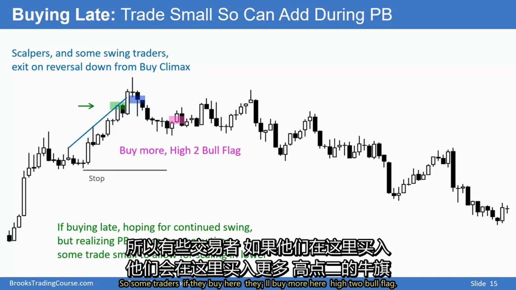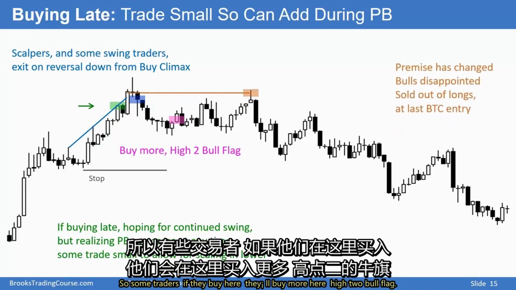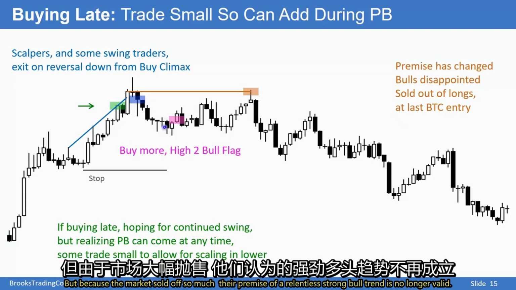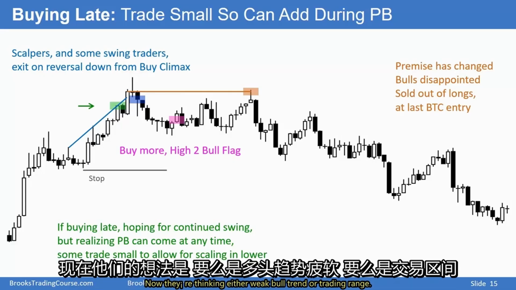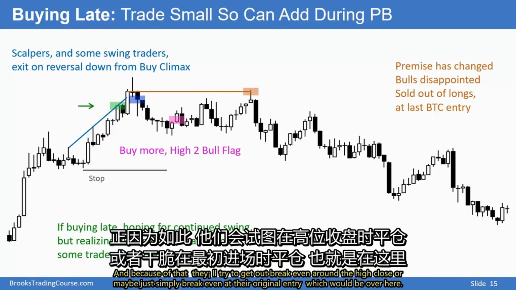So some traders, if they buy here, they'll buy more here. High 2 bull flag. But because the market sold off so much, their premise of a relentless, strong bull trend is no longer valid. Now they're thinking either weak bull trend or trading range. And because of that, they'll try to get out, break even around the high close, or maybe just simply break even at their original entry, which would be over here.